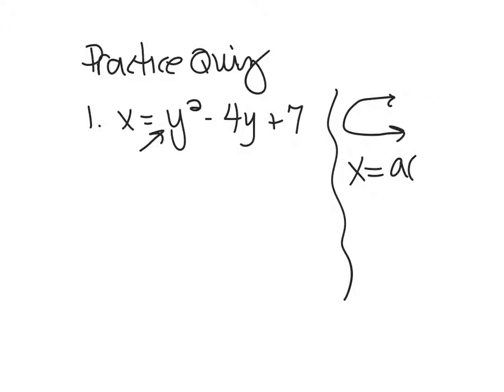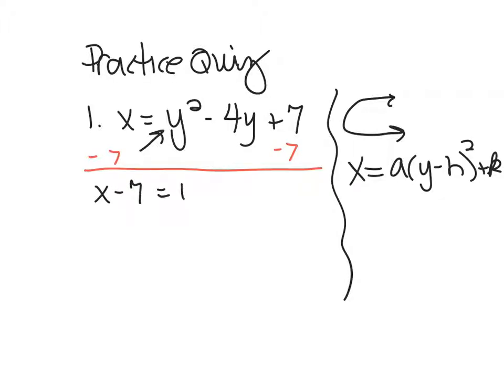Here is standard form. It's going to be y minus h squared plus k. All right, we're going to complete the square. We always divide through by the coefficient of y. It's 1, so we love it when it's like that. We're going to go ahead and subtract 7 from each side. And we get x minus 7 is equal to y squared minus 4y.